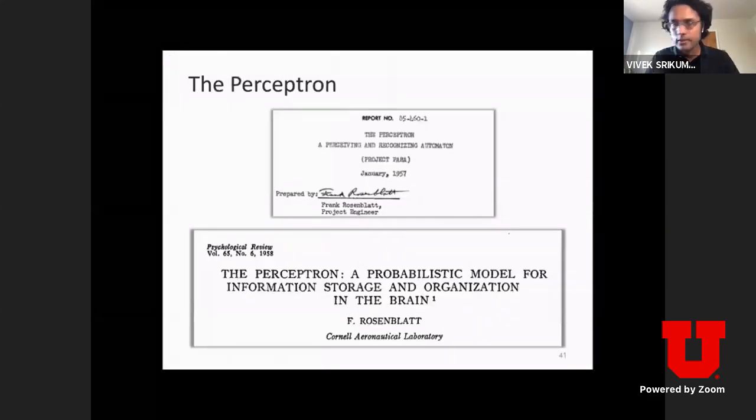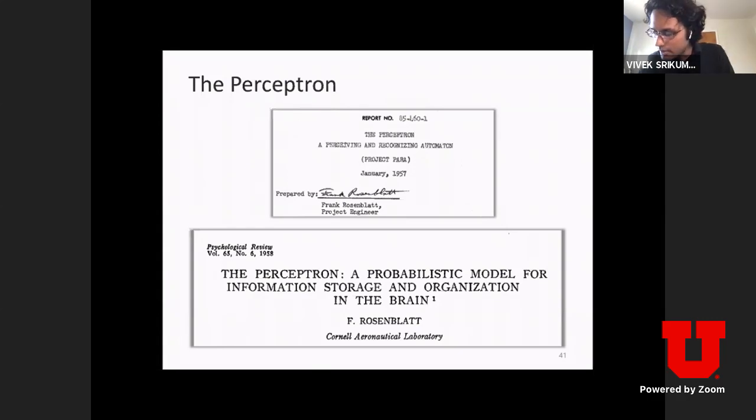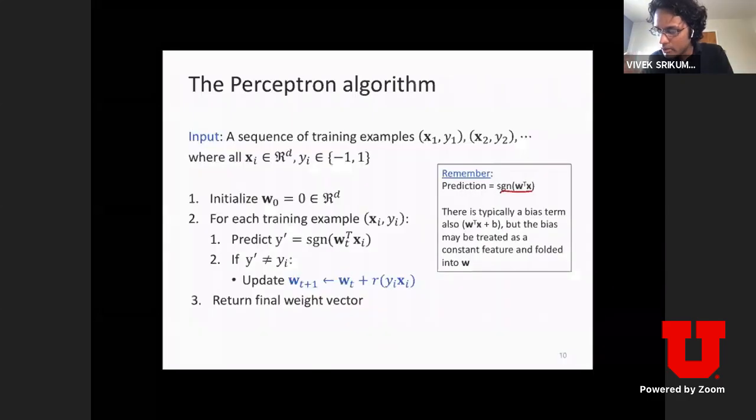So in the last lecture, we looked at the perceptron algorithm. The perceptron algorithm was introduced, at least the simplest version of this algorithm was introduced, in this paper by Frank Rosenblatt in about 1957 or 58. Similar ideas existed just before that. The algorithm itself is rather simple.